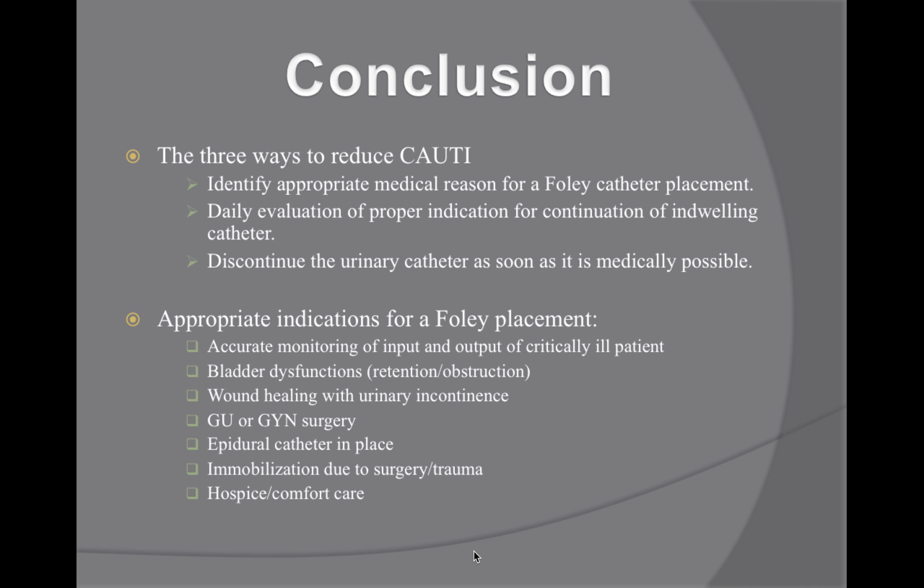Okay, so the conclusion is we're going to look at the outcomes again. The outcomes that I had in the beginning were that the listener will list 3 ways to reduce catheter-associated UTIs by the end of this presentation. So here they are. The 3 ways to reduce catheter-associated urinary tract infections are: 1, to identify an appropriate medical reason for a Foley catheter placement. So not for the nurse's preference or convenience of having the client with the indwelling urinary catheter because she or he does not have to go and toilet the client.